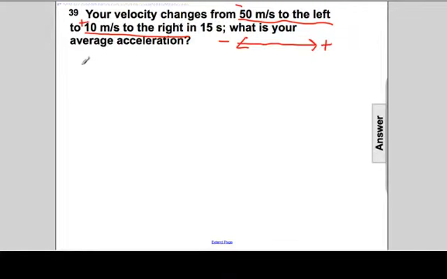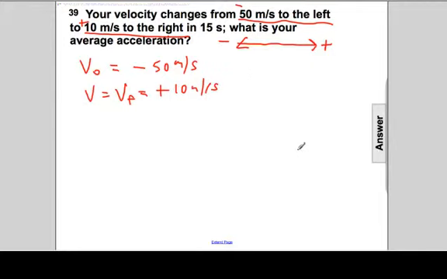So I'm going to write down some things. V naught and V, or we'll call that VF. Sometimes we'll write it with an F or sometimes no. The initial speed is what we start off with. That's negative 50 meters per second. The final speed is what we end up with. That's positive 10 meters per second.